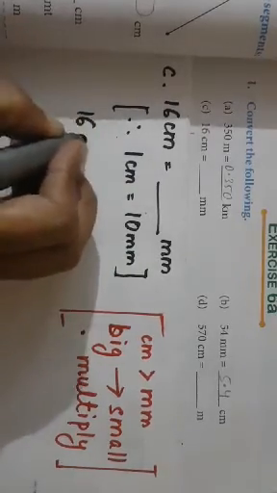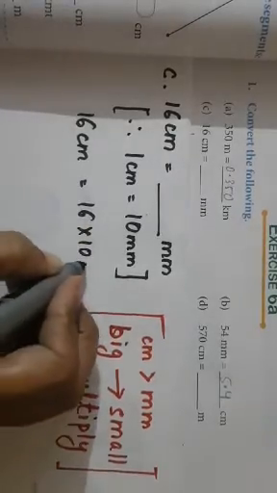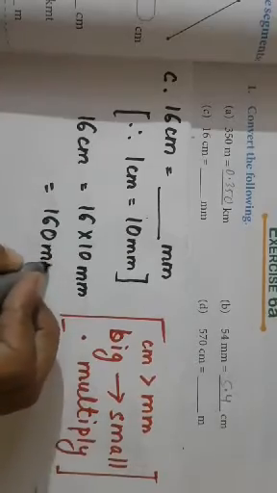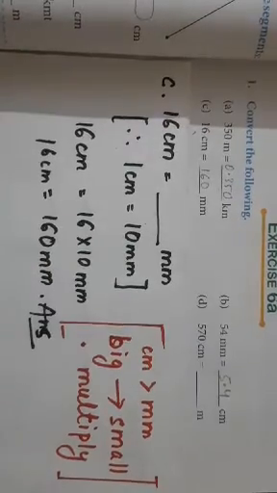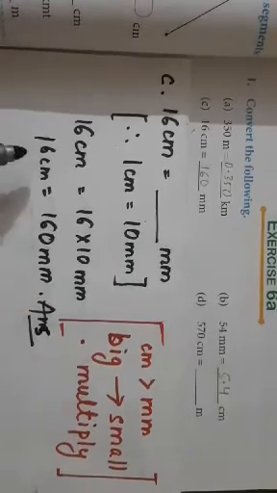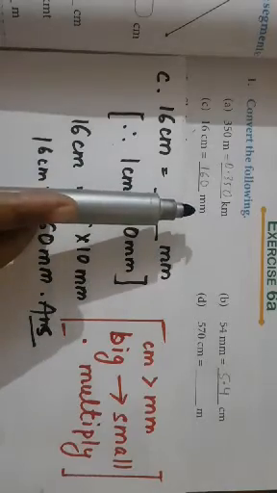So 16 centimeter is equals to 16 into 10 millimeter. So the answer is 160 millimeter. 16 centimeter is equals to 160 millimeter.